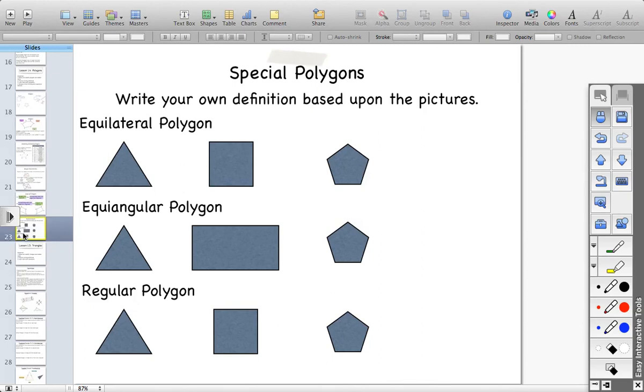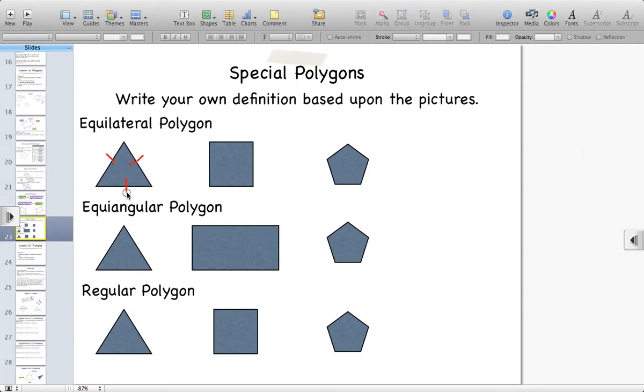Some special polygons that we have, I've given you a picture, and what I want you to do is write your own definition of these. These pictures are also in your textbook, but the definition isn't. So I want you to write your own definitions, and we will talk about them in class to see how good your definitions were. So an equilateral polygon, let me give you some hints about what equilateral means. There's your hint.